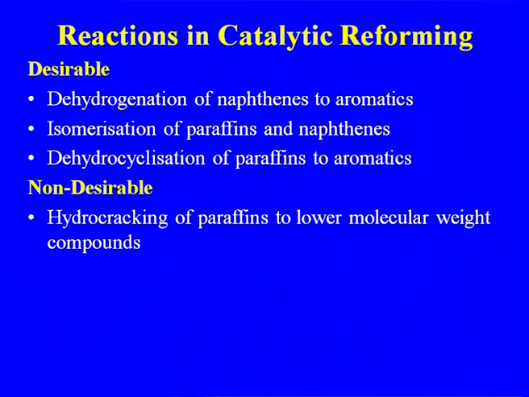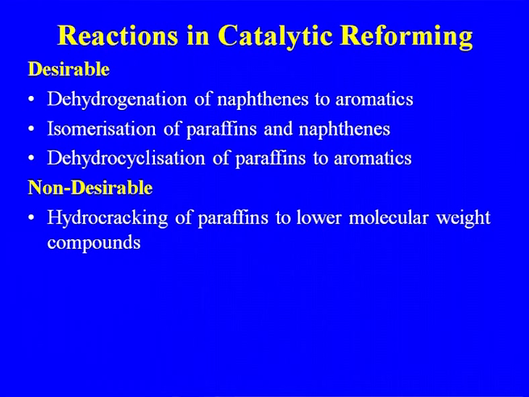So what are the reactions taking place in catalytic reforming? In any reaction there are always some side reactions which are not desired but take place. So here also in catalytic reforming we have 2 types of reactions, the desirable and the non-desirable. The desirable reaction is dehydrogenation of naphthenes to aromatics. This is one of the very important reactions in the catalytic reforming process, and it is endothermic, and that is the reason why we need the preheater in each stage.